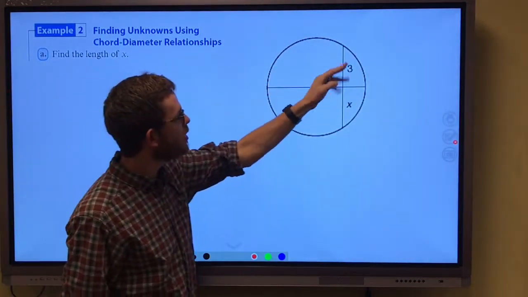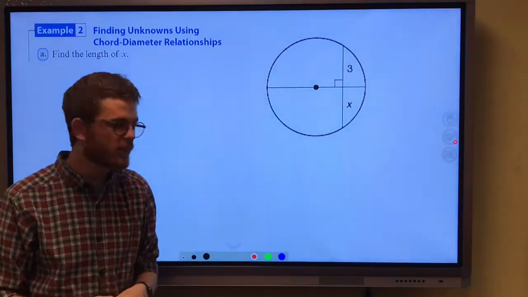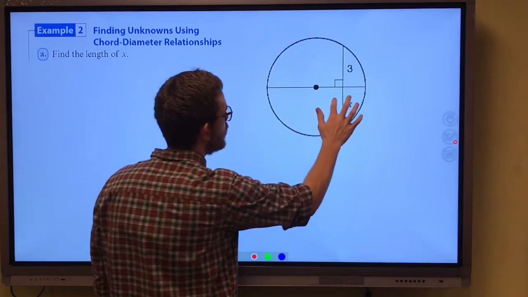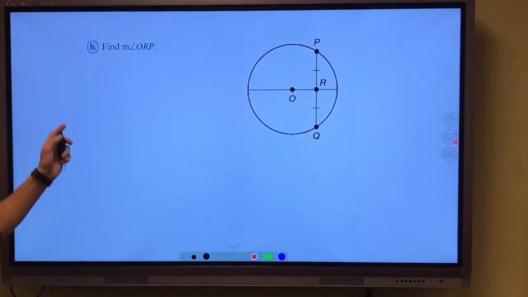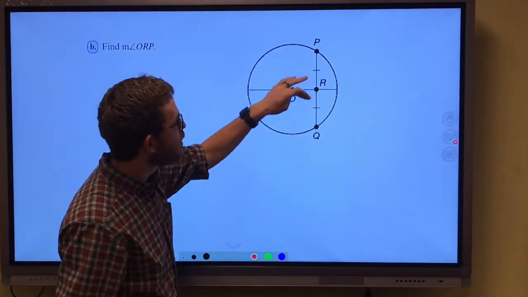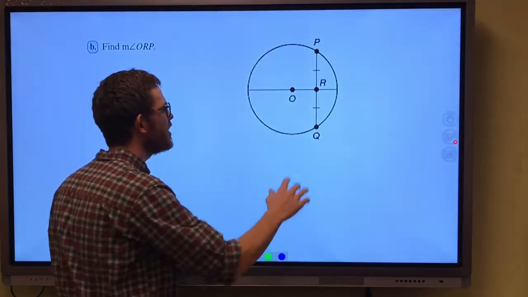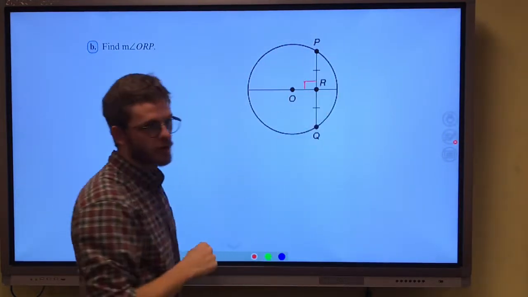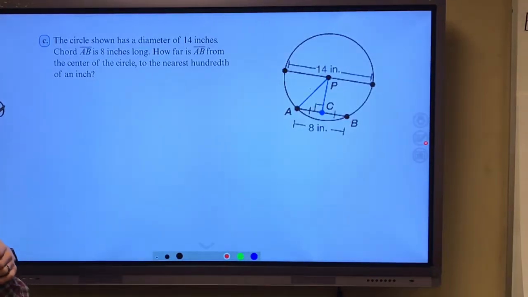So here it says find the length of x. Notice our diameter is perpendicular to this chord, which means that it bisects the chord, so x must also be 3. We want to find the measure of ORP. Well, notice how this diameter has bisected the chord, which means that it is going to be perpendicular to that chord. It's that simple.